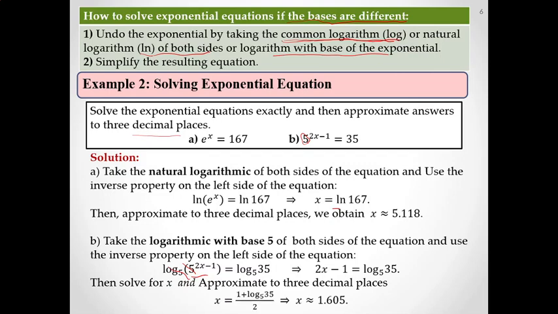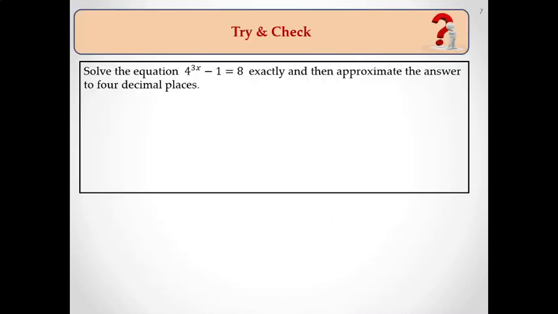I mean, you can add 1 here. It's better to write it here, because in this way someone may get confused, they will think of it this way. So it's 1 plus log base 5 of 35, divided by 2. If you use a calculator, you will get this. Now let's try and check.